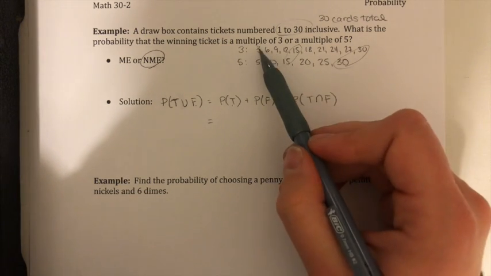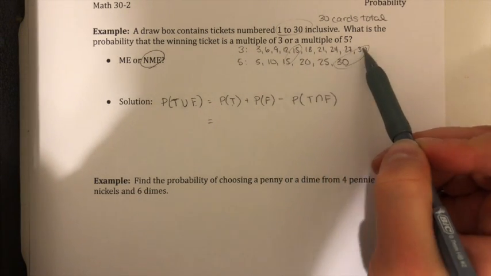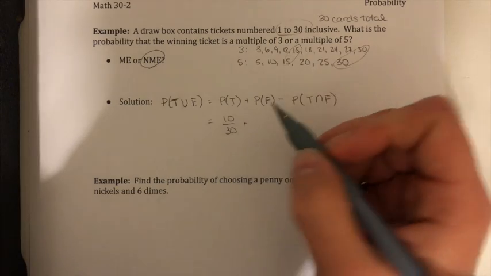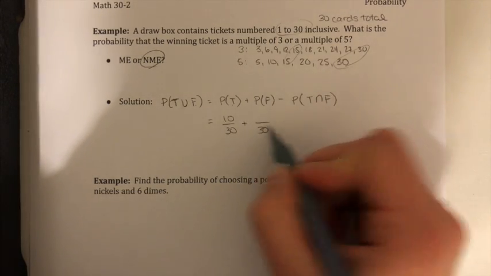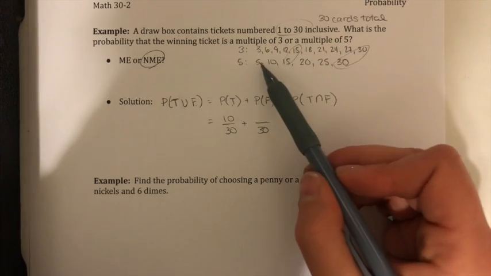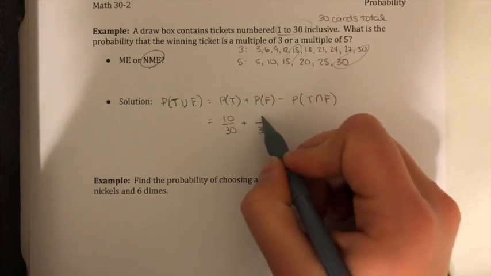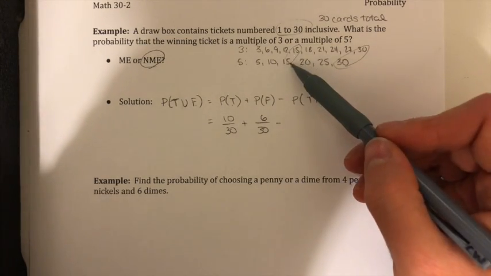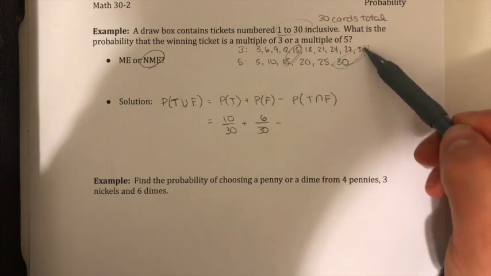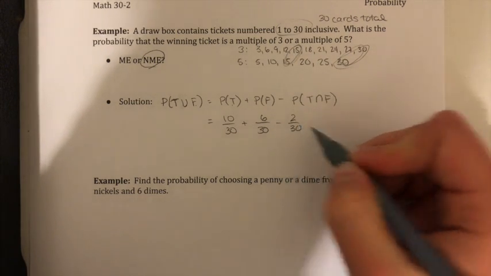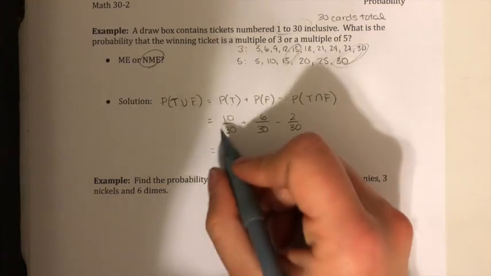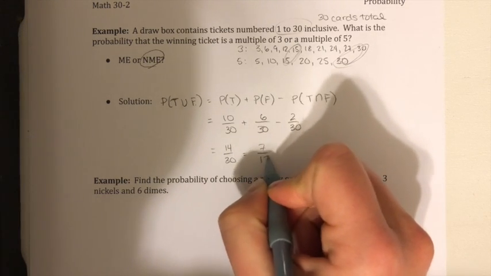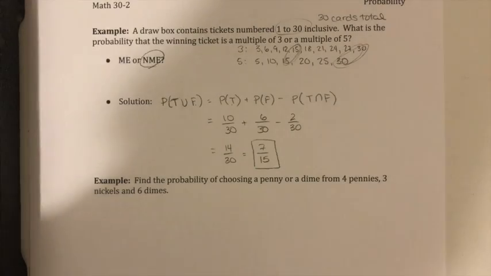Probability of a multiple of 3 is 1, 2, 3, 4, 5, 6, 7, 8, 9, 10 out of 30. And I'm not going to reduce, because that's going to make my addition and subtraction easier, because they're all out of 30. The probability of a multiple of 5 is 1, 2, 3, 4, 5, 6 out of 30, minus the probability of those things overlapping. Either a 15 is an overlap or a 30 is an overlap, so there's 2 out of those 30 things that are an overlap. So 10 plus 6 is 16, minus 2 is 14, and then we can reduce to 7 out of 15.